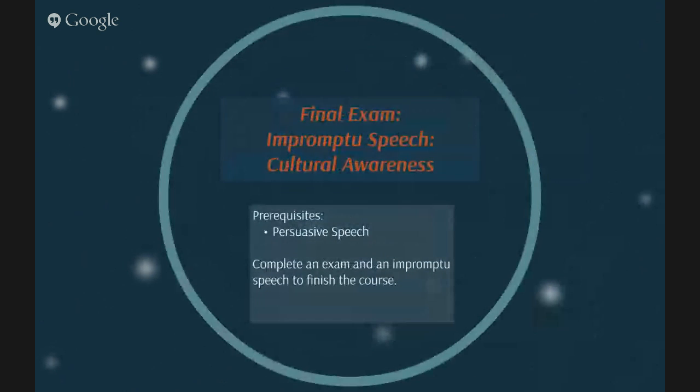The final exam in our class is two-part. One is a traditional exam that you'll complete online. There's no need to travel to campus. And the other part is an oral exam that's based on an impromptu speech. There's not a midterm for our class.